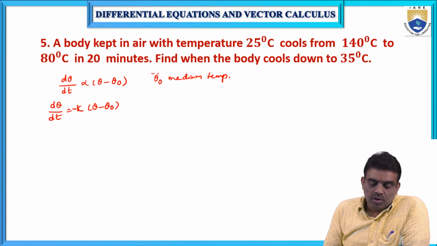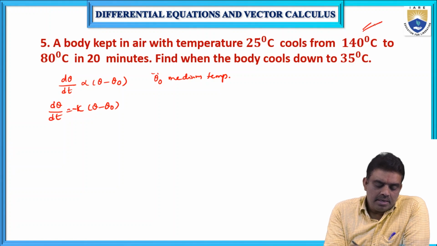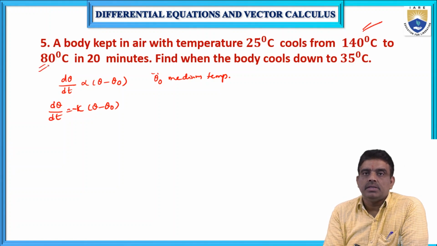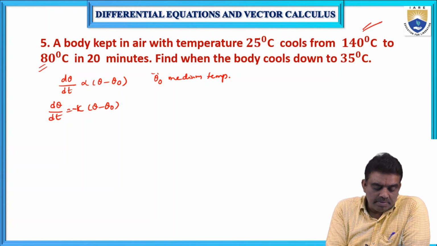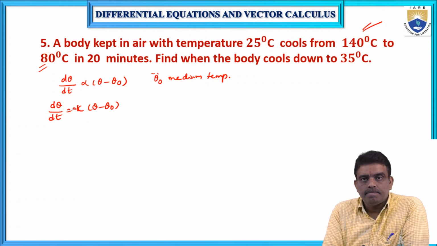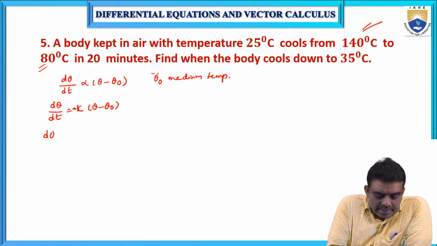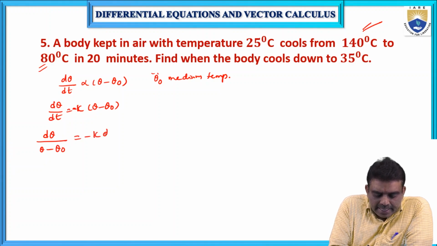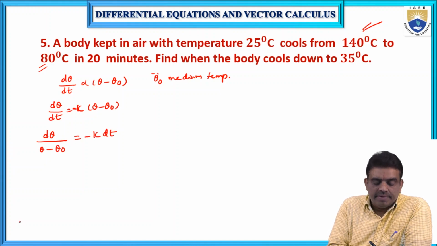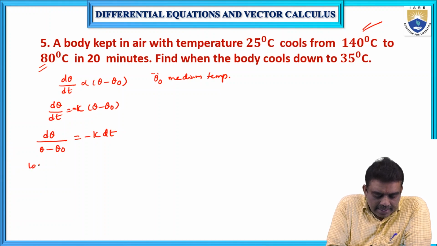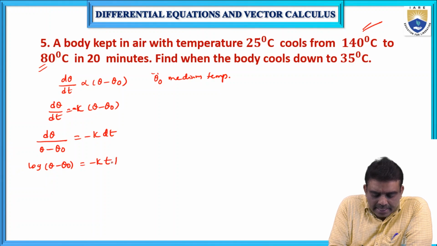Because we are getting cooling effect. Initially it is 140 and it reduces to 80 degrees, meaning the body is getting cooling effect. That means you have to put the minus symbol here. If it is a plus symbol, then it increases, it denotes an increase of the heat. So our d theta by (theta minus theta naught) is equal to minus k dt on separating the variables. And on integrating, log (theta minus theta naught) is equal to minus kt plus c.